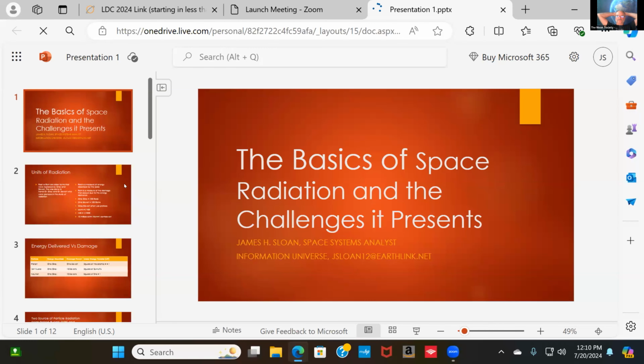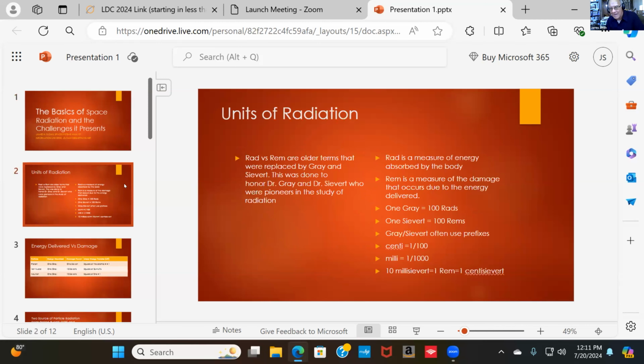Okay. And so, in terms of units of radiation, we have rad and rem. These are older terms that have since been replaced by Gray and Sievert. And this was to honor Dr. Gray and Dr. Sievert, who were pioneers in the study of radiation. Now, a rad is a unit of energy that is absorbed by the body. REM is a measure of the damage that occurs due to this energy delivered. One gray is equal to 100 rads, one sievert is equal to 100 rems.